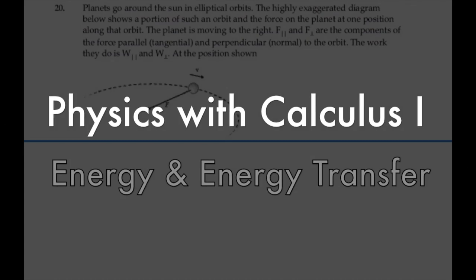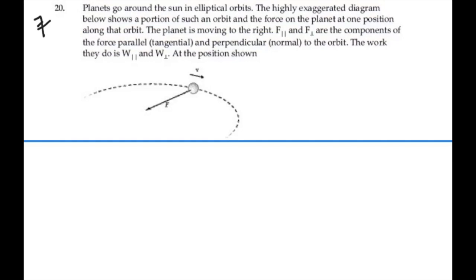Problem 720. Planets go around the Sun in elliptical orbits. The highly exaggerated diagram shown below shows a portion of such an orbit and the force on the planet at one position along that orbit.